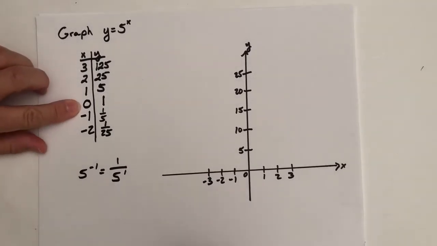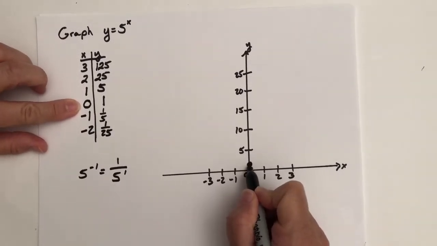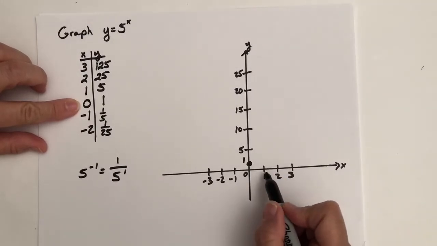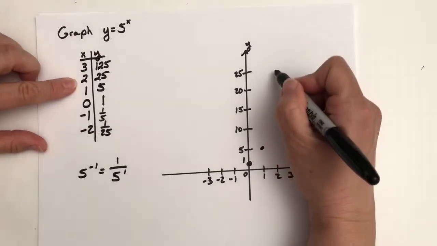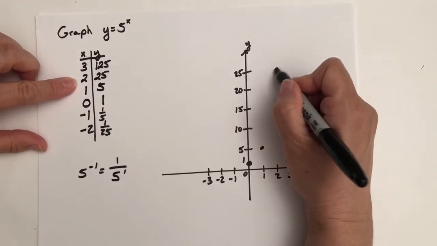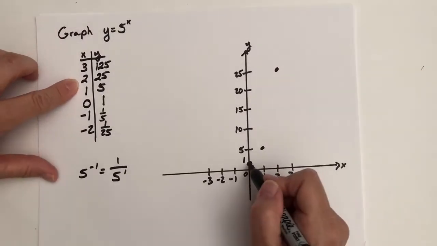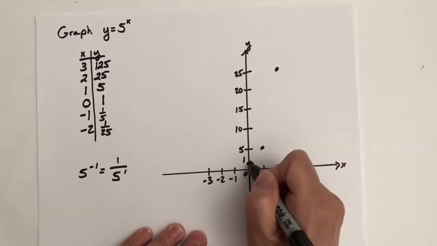I'm going to start with 0, 1 this time. I'll put that point in. 1 looks like it's about right there. Now I have 1, 5, 2, 25. Now 3 is a 125, very high. This one is steeper than the previous ones. At 3, we're all the way up at 125.